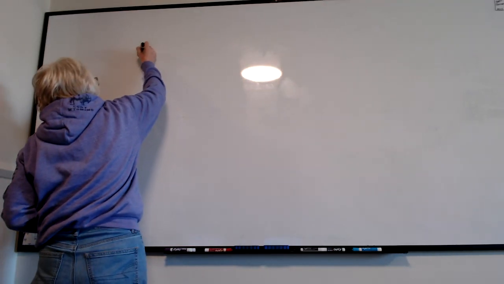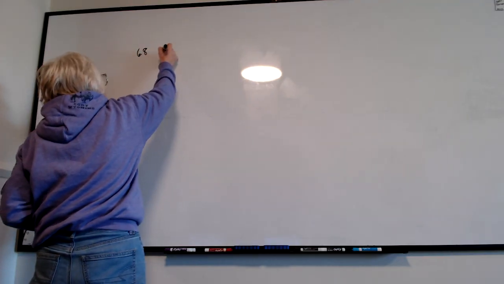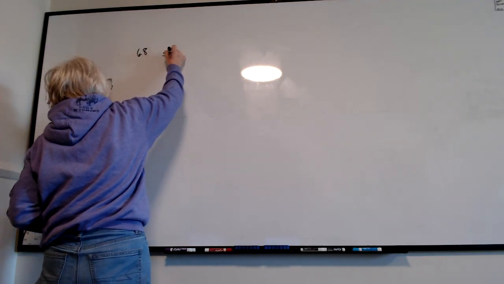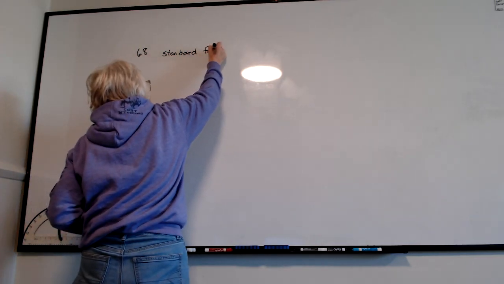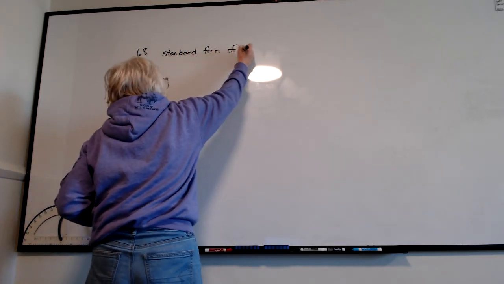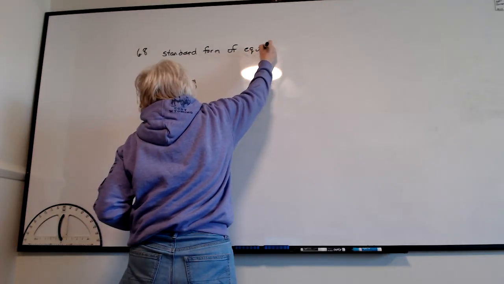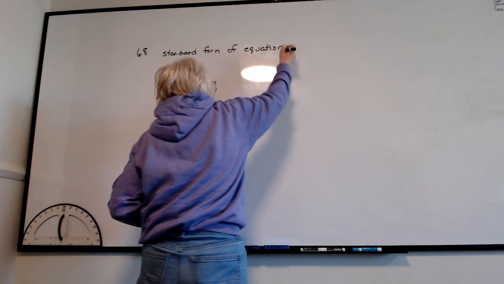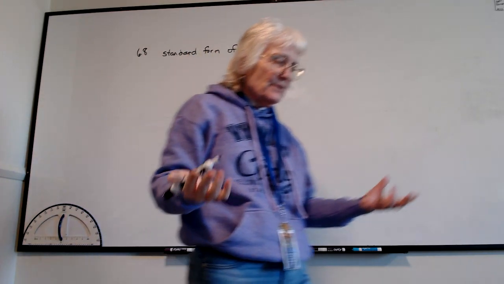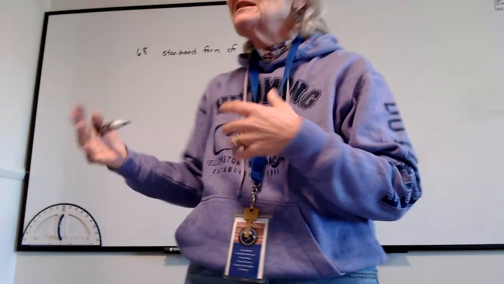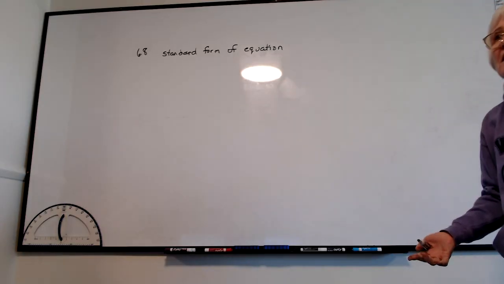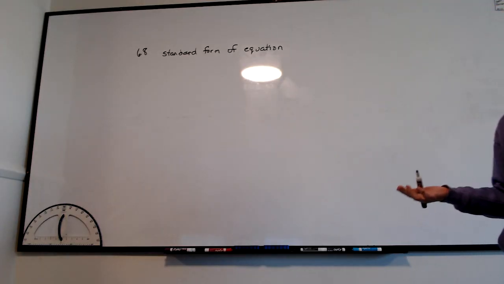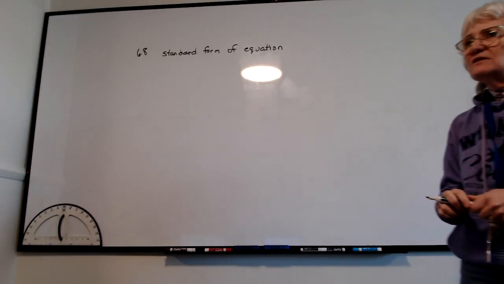Who knows? Okay. 6.8, I basically talked to you about standard form of an equation. Okay, can somebody tell me how is an equation written in standard form? You can give me an example, or you can give me the kind of basic formula for that. But give me one. What is the standard form of an equation?